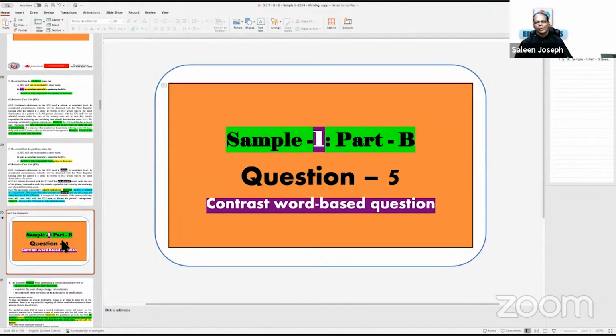Sample 1. From sample 1, we are taking... This is OET sample, official sample 1, okay? To tell you, every material contains it. Part B, question 5 is a contrast word-based question. From the official sample 1, don't get confused.